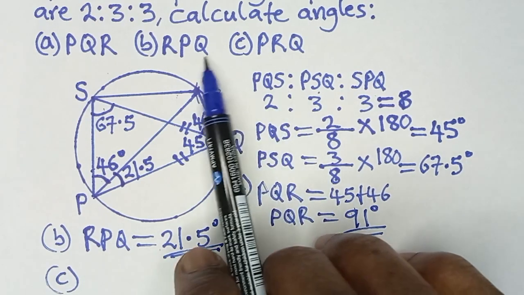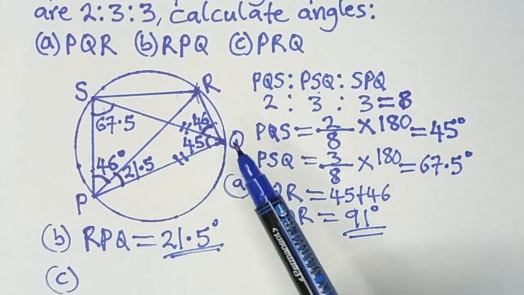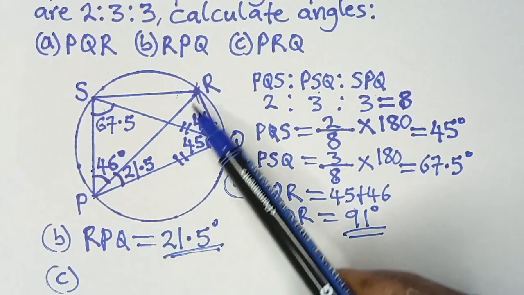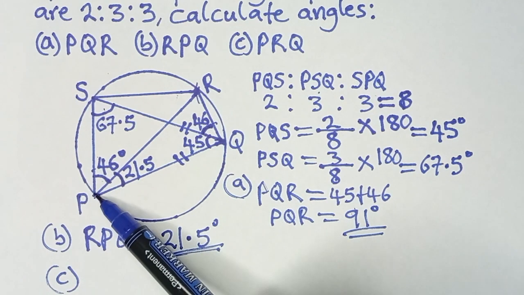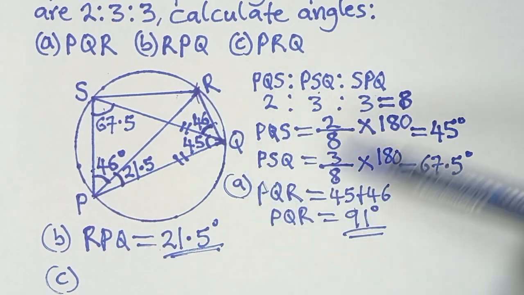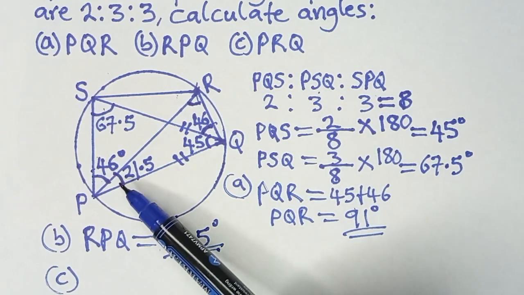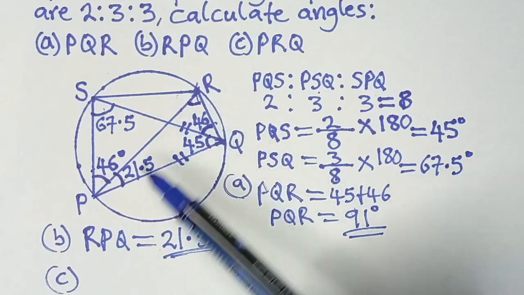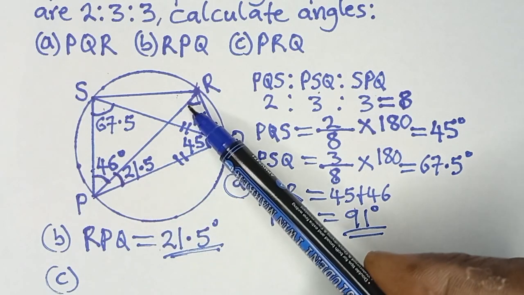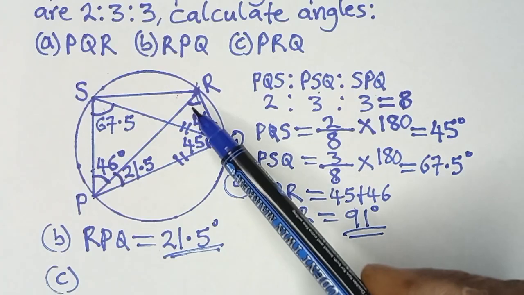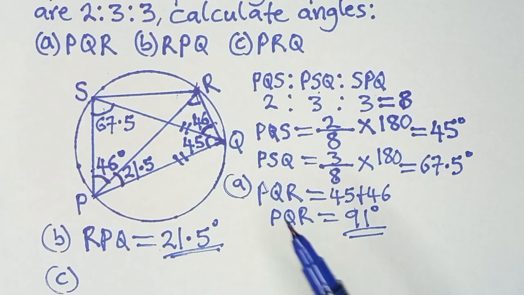Question C says to find PRQ. Now let's come back and look at it again. PRQ. Hope you are seeing that. PRQ, which is this angle here. Now, I don't want to use sum of angles in a triangle because we can add this 91, this 21.5, and then this to get the angle in a triangle. From there, we can get this value. But I want to use a shorter method.